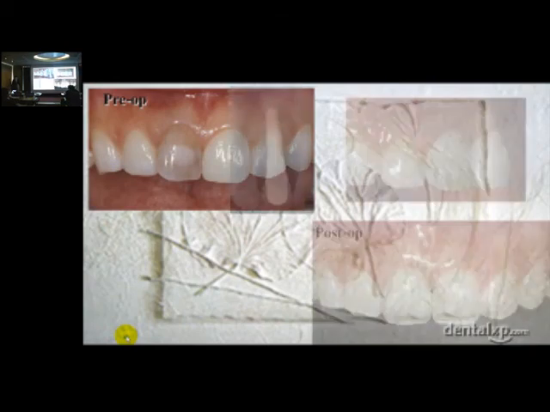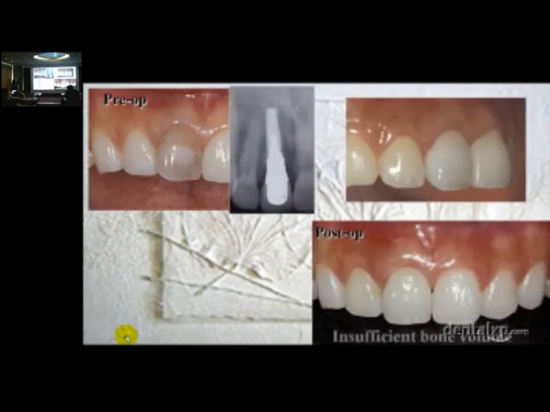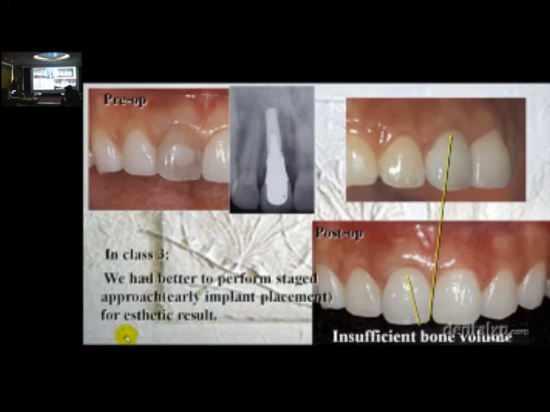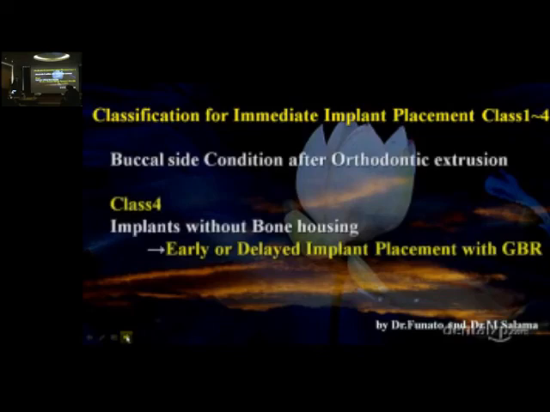She was satisfied, but we can see an insufficient bone volume at the buccal side. In class 3 of immediate implant placement, we had better perform a staged approach for an aesthetic result. Finally, class 4: if we cannot place the implant within the parameter of bone housing, we should discontinue immediate implant placement.